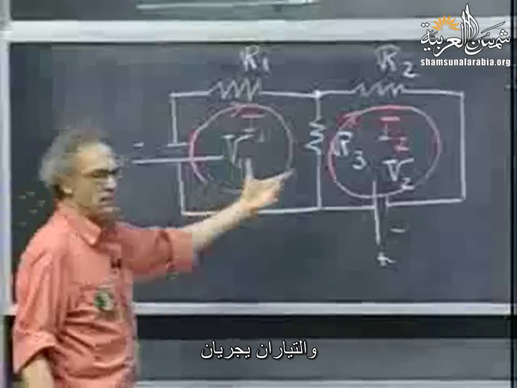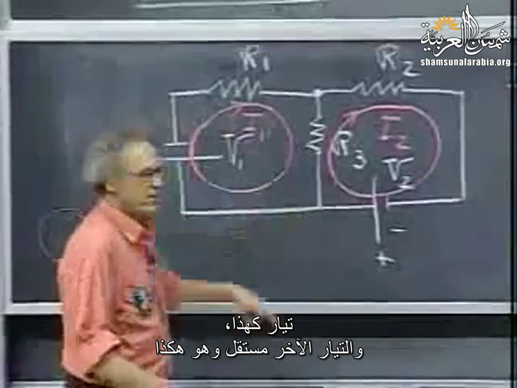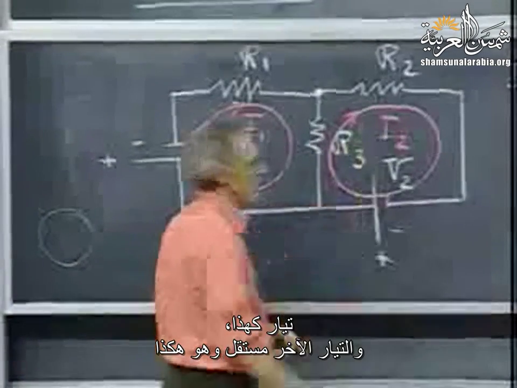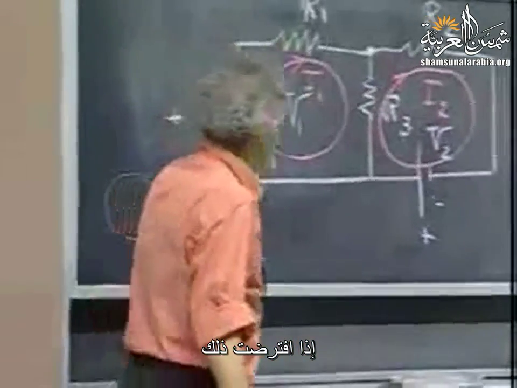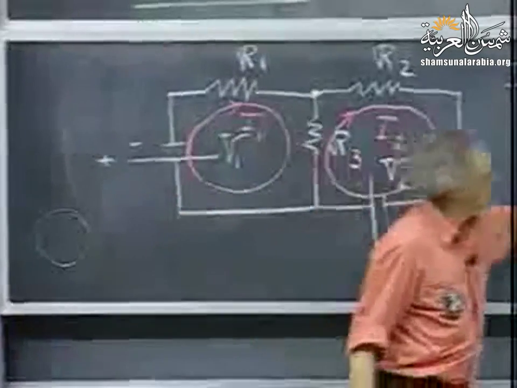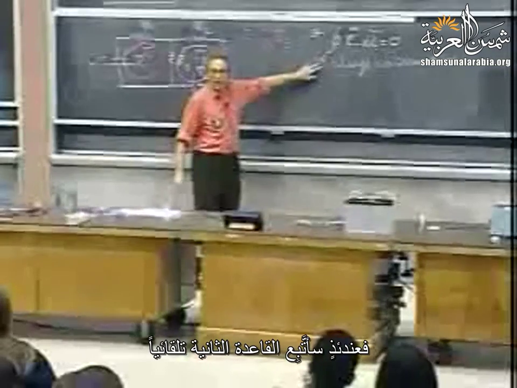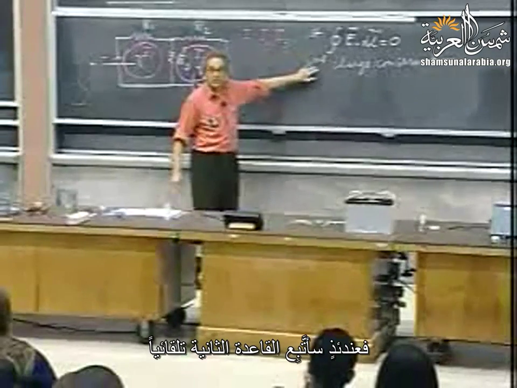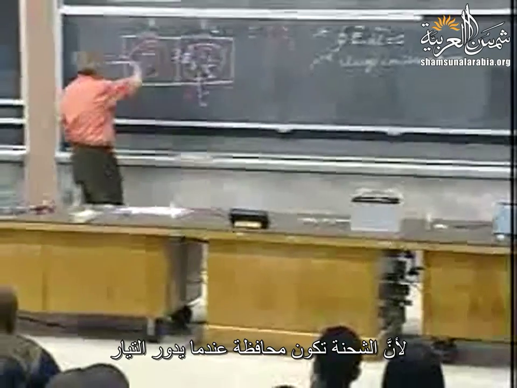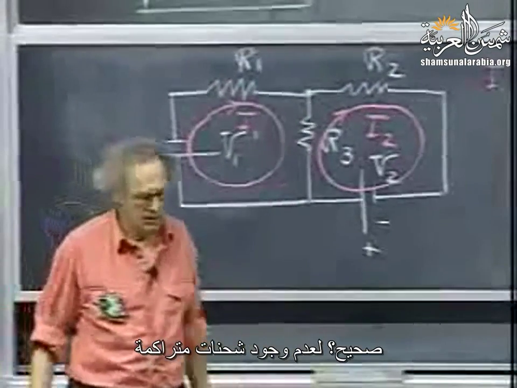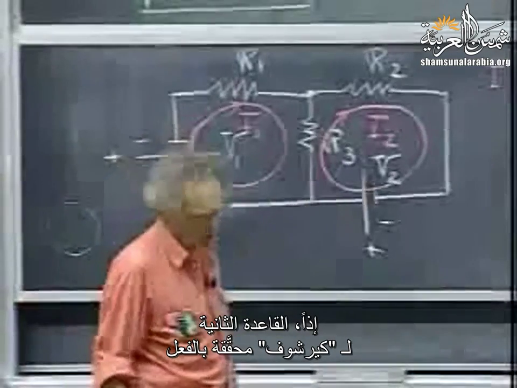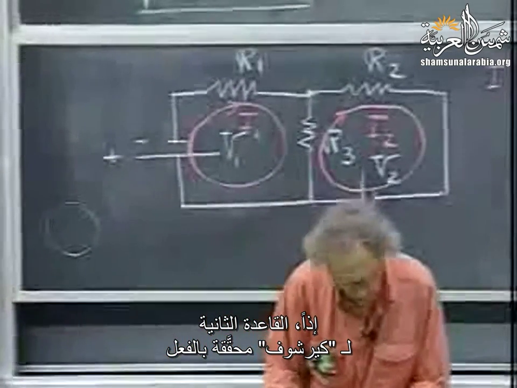And that's all that's running. One current like this, and one current independently like that. If I assume that, then I am automatically obeying the second rule, because a current that goes around, there's charge conservation, right? There's no charge piling up. So the second rule of Kirchhoff is already obeyed.